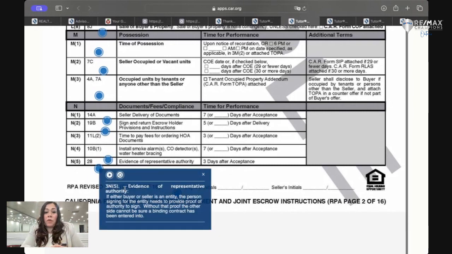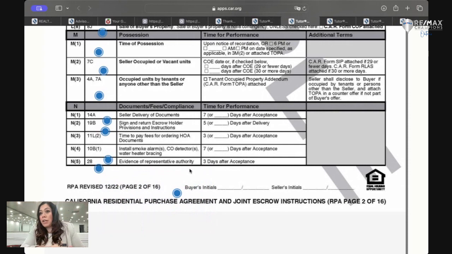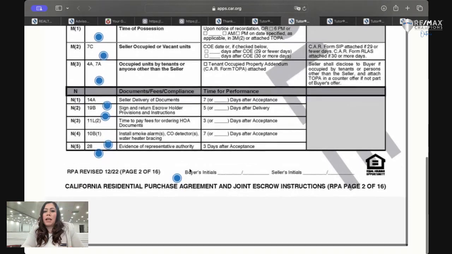And evidence of representative authority. So if the buyer or seller is an entity, the person signing for the entity needs to provide proof of authority to sign. So that's within 3 days of acceptance. But typically, if you are writing an offer, you should be asking for that paperwork ahead of time, because you, again, don't want to waste your time. You want to know that they are the right person who has the authority to be signing those documents.